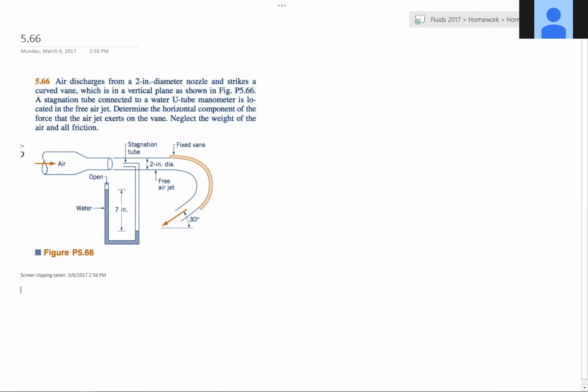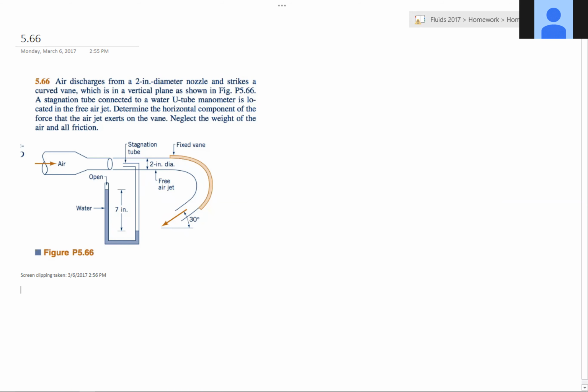Well, or maybe not. All right, so we have air discharging from a 2-inch diameter nozzle that strikes a curved vane in a vertical plane. What does it mean when it says stagnation tube? Yeah, that means the velocity equals zero there. It's connected to a U-tube manometer. Determine the horizontal component of the force that the air jet exerts on the vane.